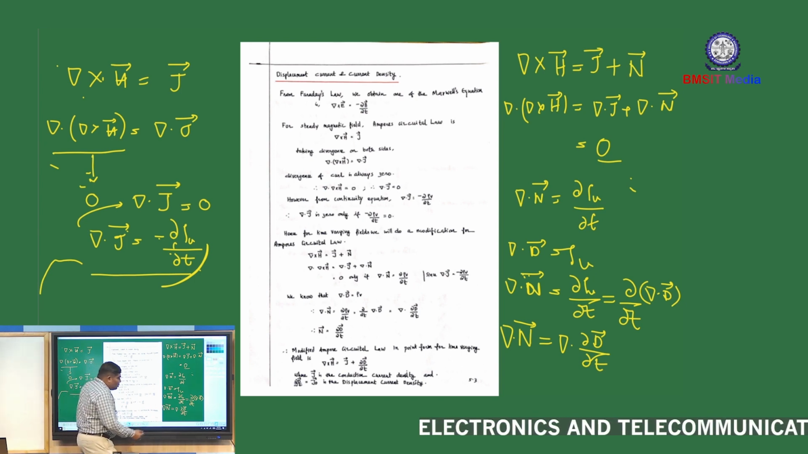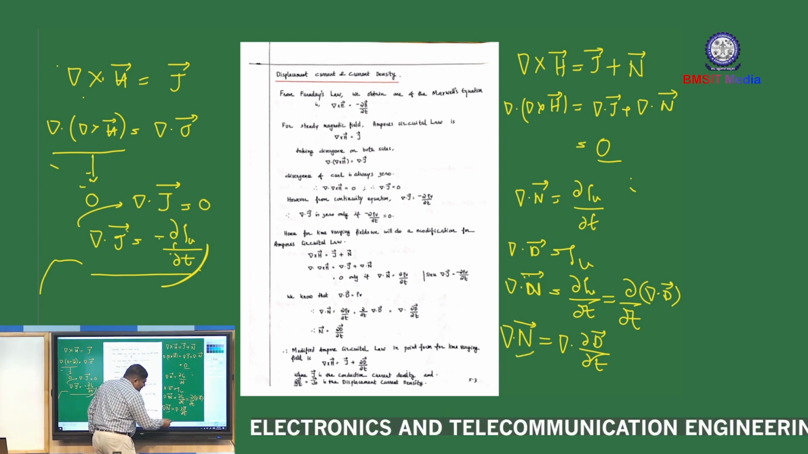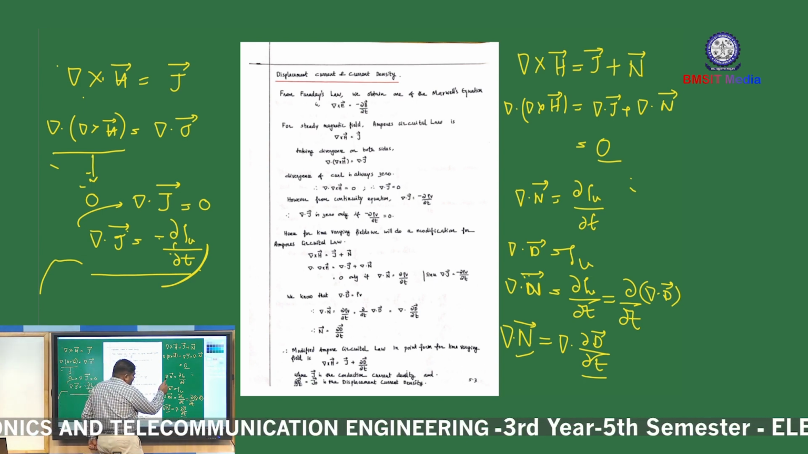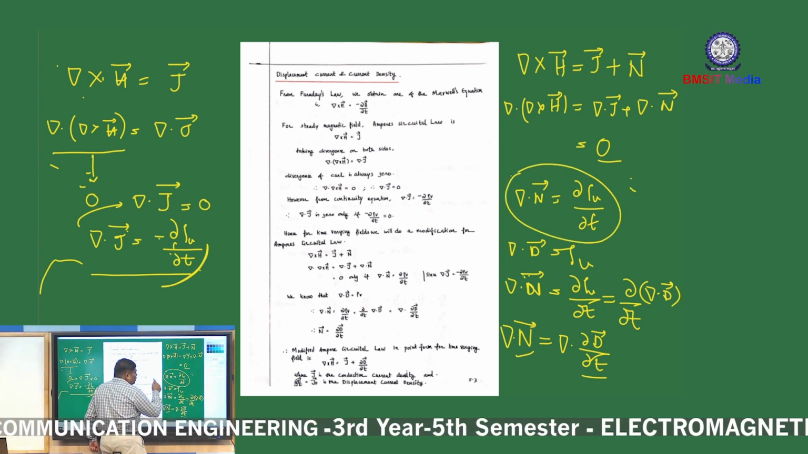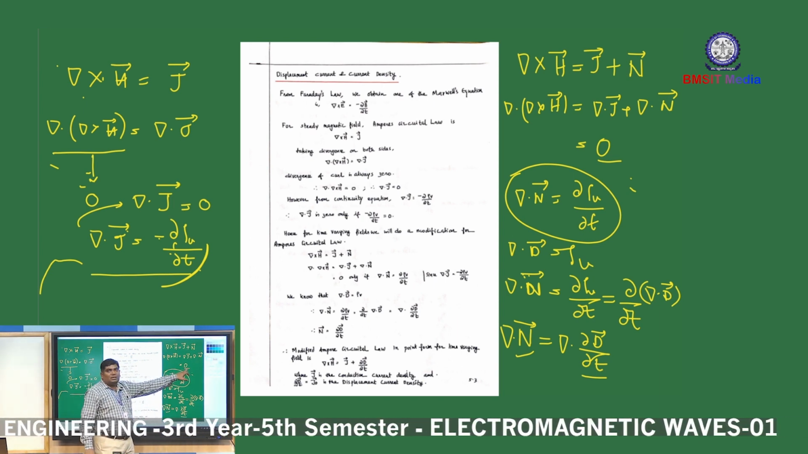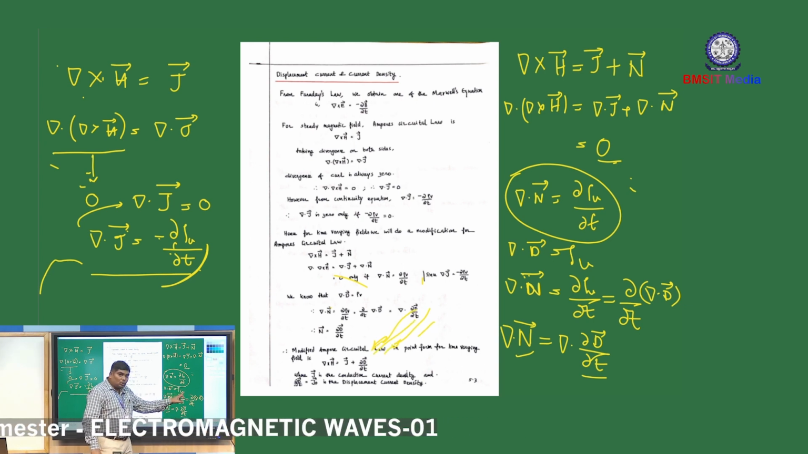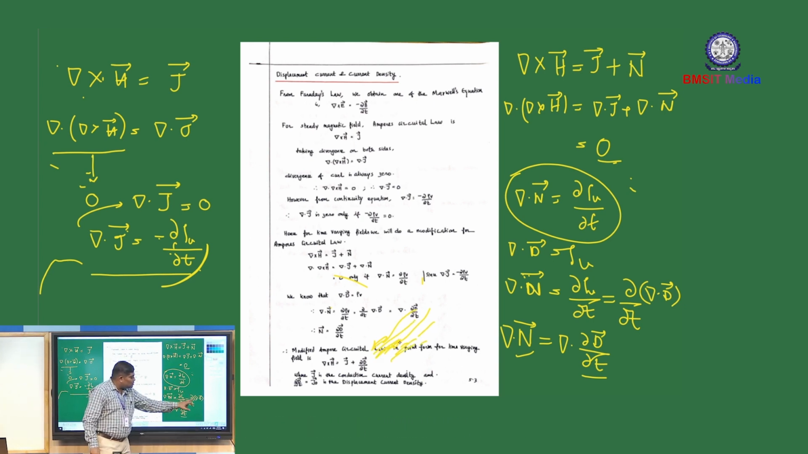Now if you see what exactly we have found here, n cap is equal to dou D by dou t. Earlier we considered del dot n cap equal to dou rho v by dou t to make this 0. But now after substitution of del dot D equal to rho v, that is, instead of rho v we have substituted del dot D, del dot n is equal to del dot dou D by dou t. So it implies that n cap is equal to dou D by dou t.